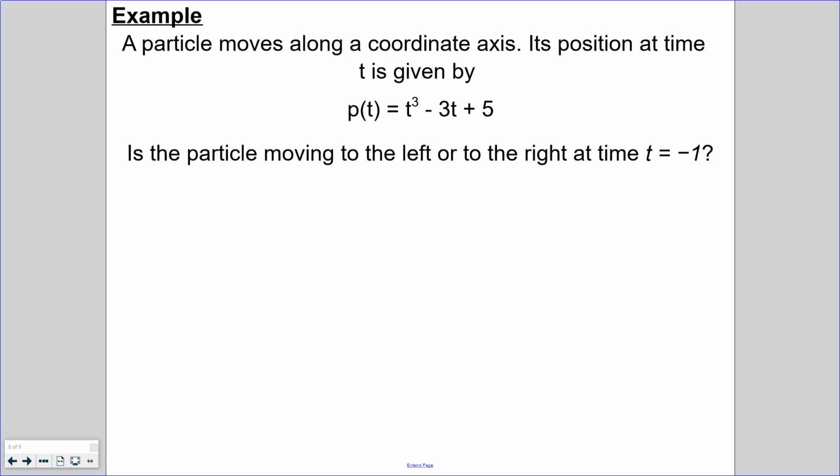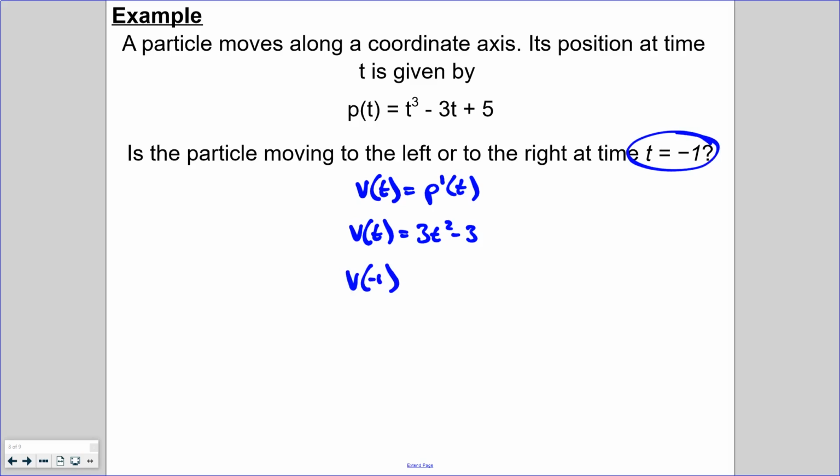So we know that in order to determine whether a particle is moving left or right, we need to look at our velocity function. And we know that the velocity function is equal to the derivative of the position function. And we can easily take the derivative of the position function. That's going to be 3t squared minus 3. Now, we want to find the velocity at t equals negative 1. So we'll substitute negative 1 in for t, giving us 3 times negative 1 squared minus 3.